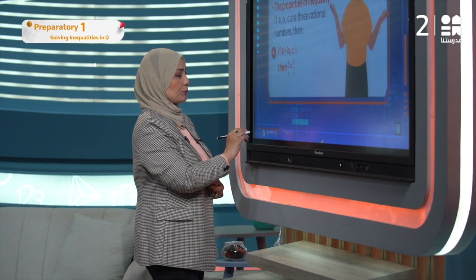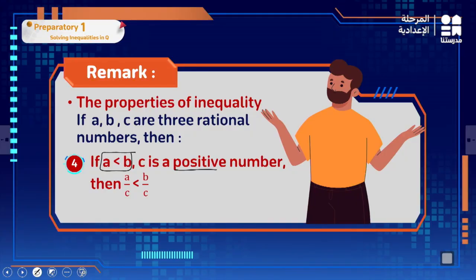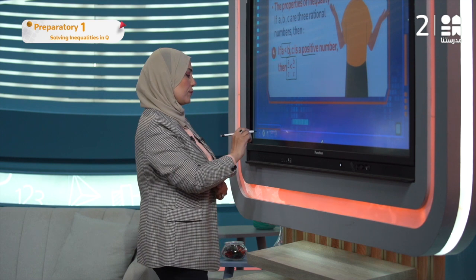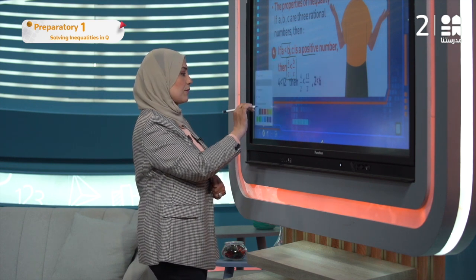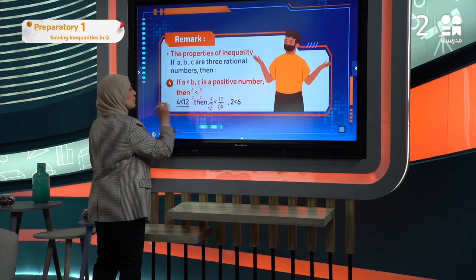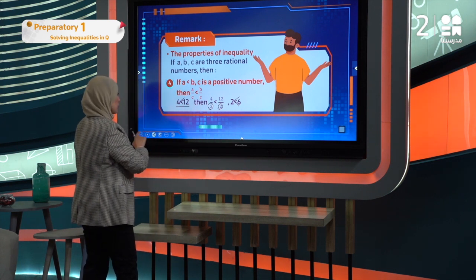Number 4. If A is less than B and C is a positive number, when we divide both sides by C, we will get also less. So A over C, or A divided by C, is less than B over C, or B divided by C. For example, here we have 4 is less than 12. We are going to divide by 2 both sides. 4 divided by 2 is 2. 12 divided by 2 is 6. And of course, 2 is less than 6. So we started from less, and also we got less. That is when we deal with a positive number.